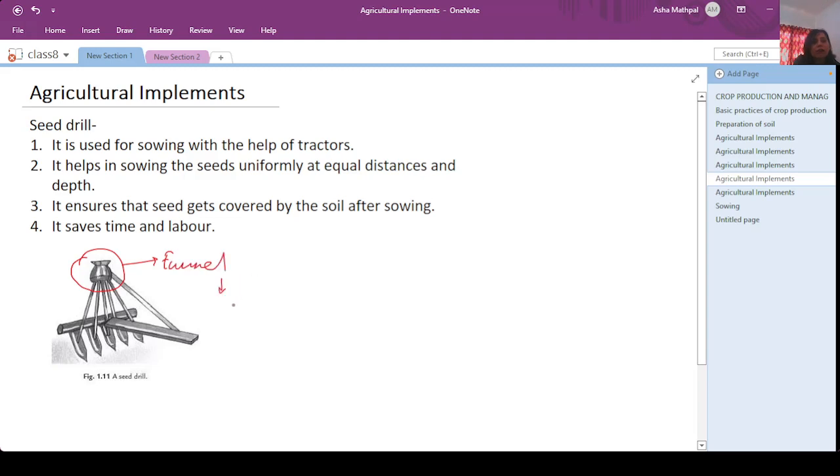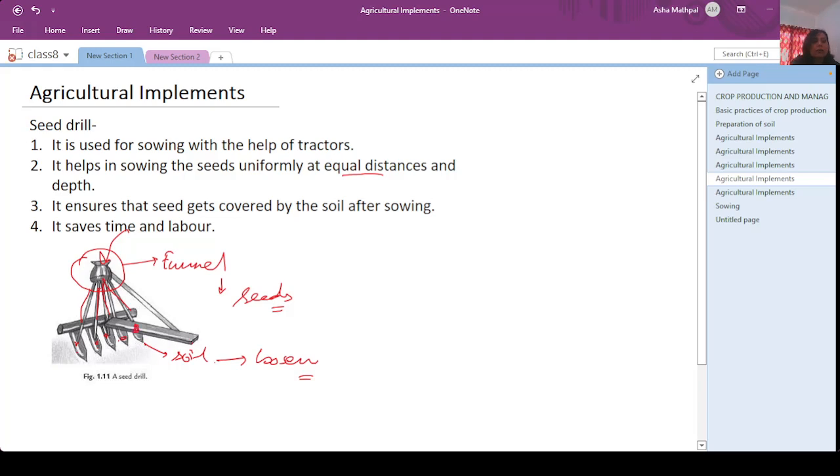Inside the funnel the healthy seeds are kept, and it is attached to some animal. From this end there are various rods which keep on dropping the seeds on the soil. This end will go into the soil and loosen it. As it loosens the soil, the seeds keep getting added at a certain distance inside the soil. So it helps in sowing the seeds uniformly at equal distance.